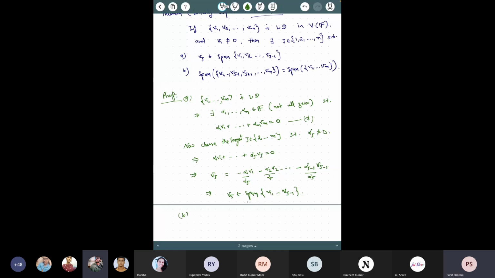Yes sir, just put the linear combination of vj in place of vj. Yes. Then it will be done. You just write it instead of vj wherever it occurs.